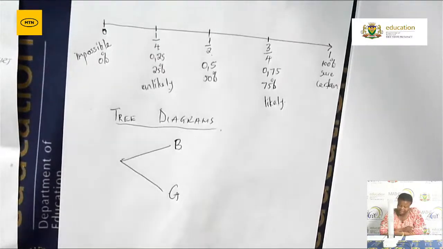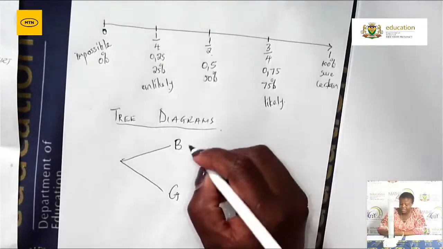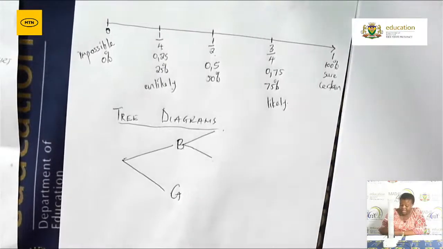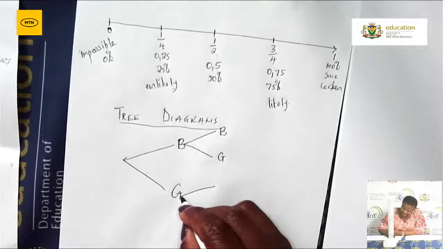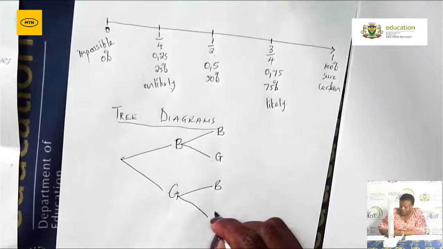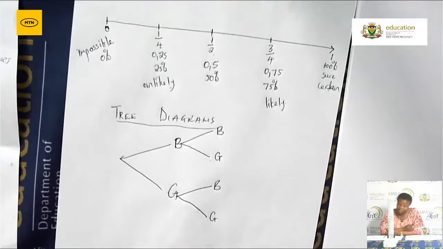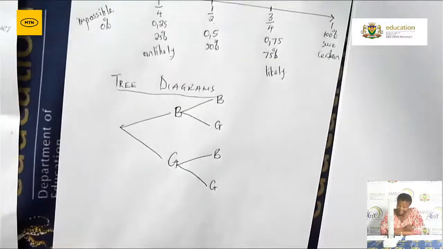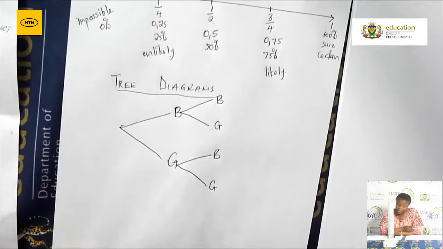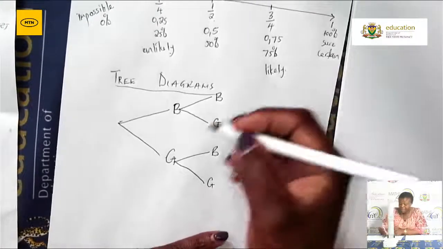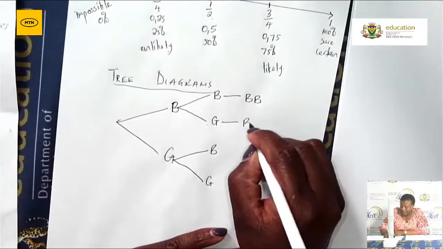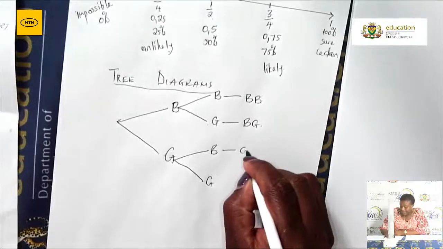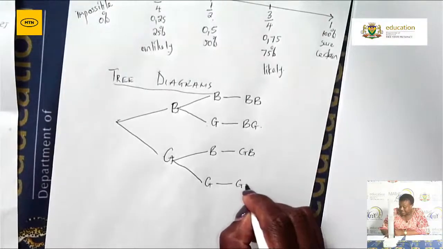Let's extend it. Mira Mokgethi now planned to have two children. So now the firstborn was a boy. And then we move on again. After the boy, there will be a boy or a girl. And then when the girl was born, I will have a boy or a girl. Now the possible outcomes are no longer two, but four. The outcomes will be boy and a boy, followed by a boy and a girl, followed by a girl and a boy, and lastly, a girl and a girl.